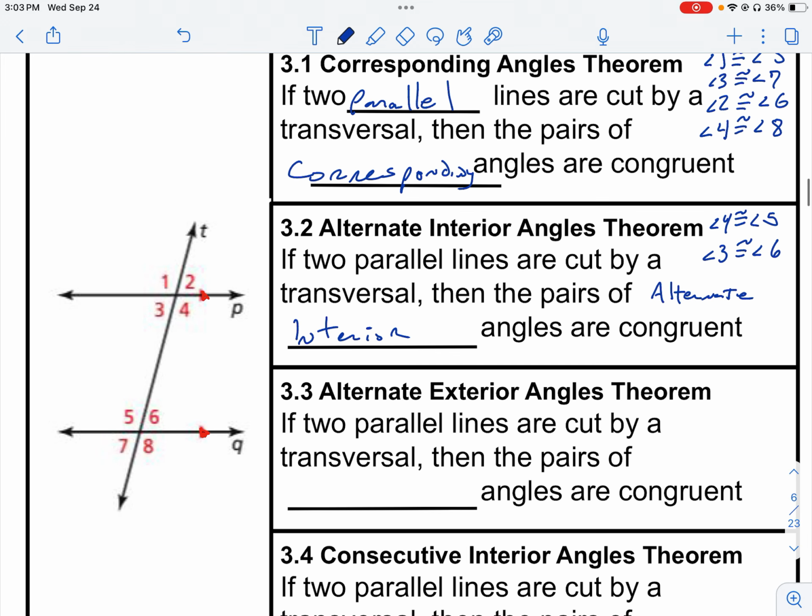Well, if the alternate interior angles are congruent, then the alternate exterior angles must be congruent as well. And in fact, they are. They're outside the lines, opposite sides of the transversal. So angle 1 is congruent to angle 8, and angle 2 is congruent to angle 7. This is when we have parallel lines cut by a transversal.